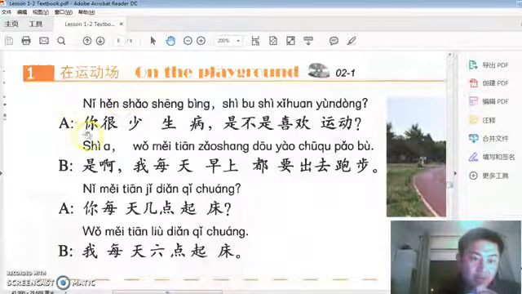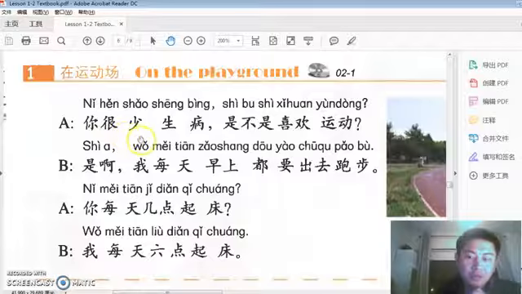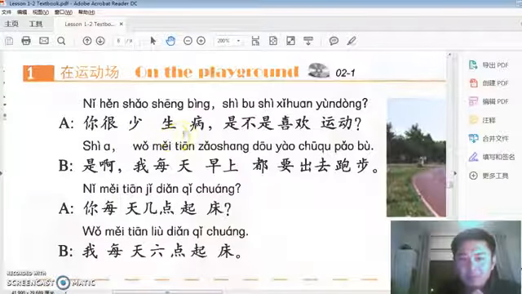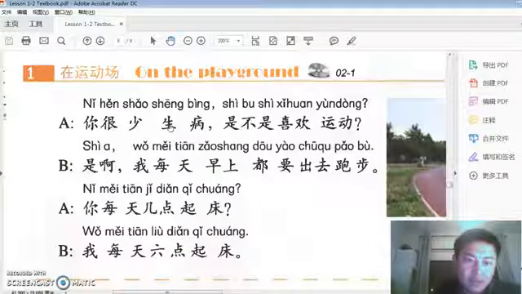Anyway, A starts with 你很少生病. 生病 is a verb. 病 is ill or illness is a noun or an adjective. 生 is to give birth to or to grow, like 学生, it could be student, or 生日 birthday. 生病 is a verb, so to grow ill, to get sick. Very 少 little, so here means seldom, very few times. Little is few times, right?